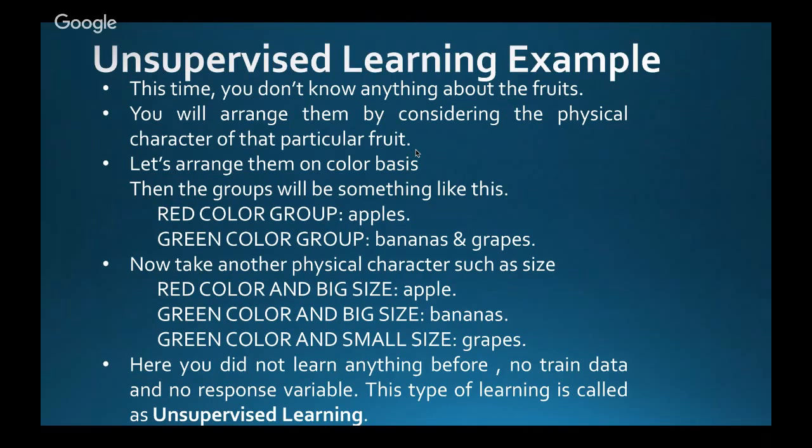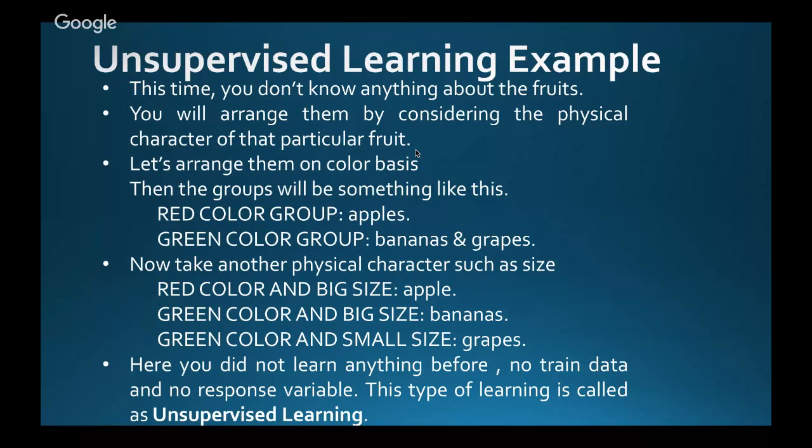This time we'll take all those fruits one by one and we'll try to learn without any supervision. So we'll learn from our own experience. Then we'll group them, let's say we'll arrange the fruits on the basis of color. For example, if the color is red, the red color group is apple, and the green color group is banana and grapes. Now we'll take the second physical characteristic: red color and big size is apple, green color and big size and cylindrical is banana, green color and a small size is grapes.